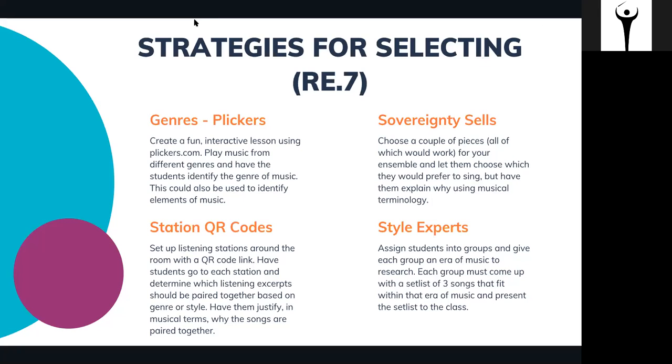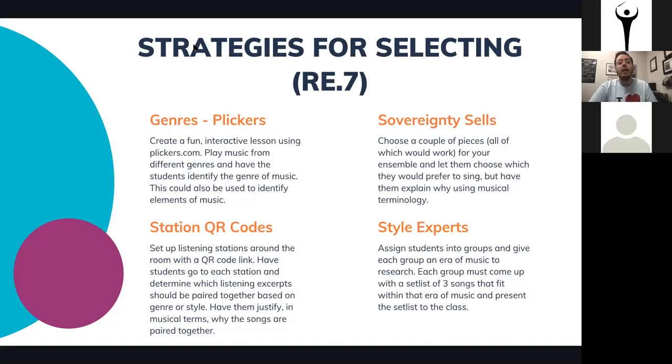All right, so the other thing that I have on here is sovereignty cells. I have done this many, many times, and it is a really good strategy. It really makes the kids feel like they're involved in the process, and it requires ownership of the music. So just choose a couple of pieces of music, all of which would work well for the group, and let the group choose which piece they would prefer to sing.